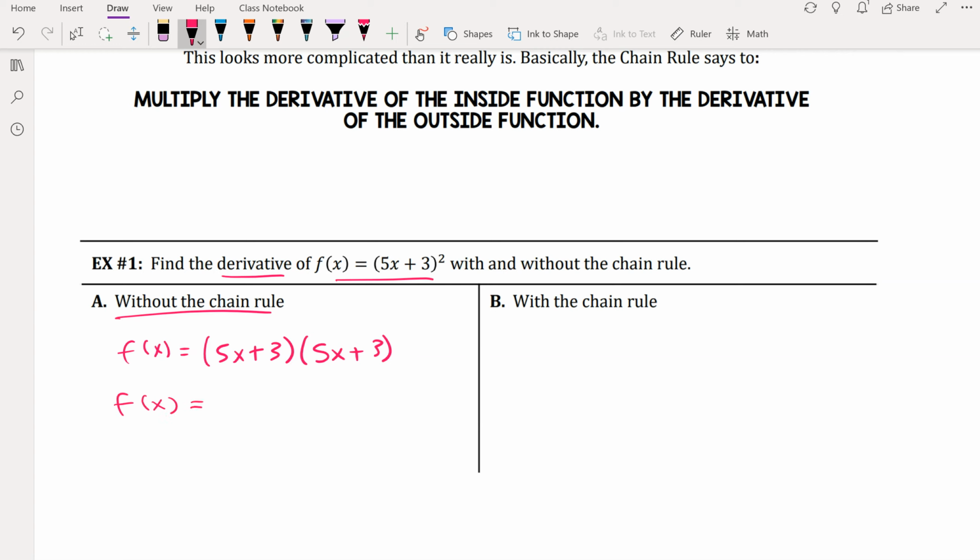f of x equals, and we'd get 25x squared plus 30x plus 9 after doing a bunch of multiplication. And then the derivative, f prime of x, would equal 50x plus 30. Now, that's a lot more work than the chain rule. How do I know that this is a chain rule?